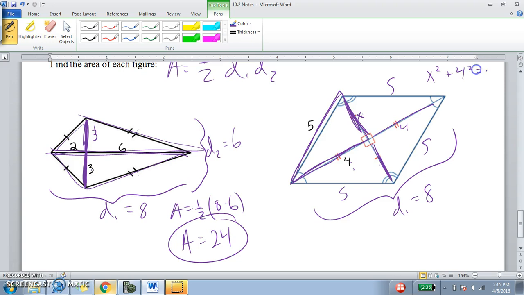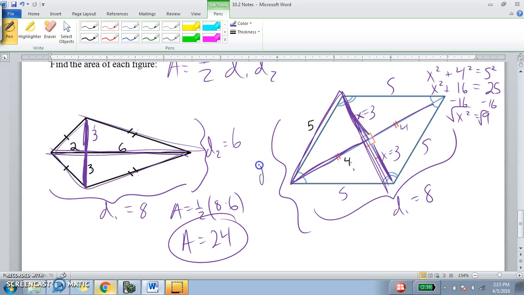x squared plus 4 squared equals 5 squared. 4 squared is 16. 5 squared is 25. x squared plus 16 equals 25. So I would move the 16 over. 25 minus 16 is 9. And then I take the square root of that, and I get 3. So this piece is 3. This piece is 3, which means this diagonal going this way is 6. Again, just like this one, 3 plus 3 is 6.